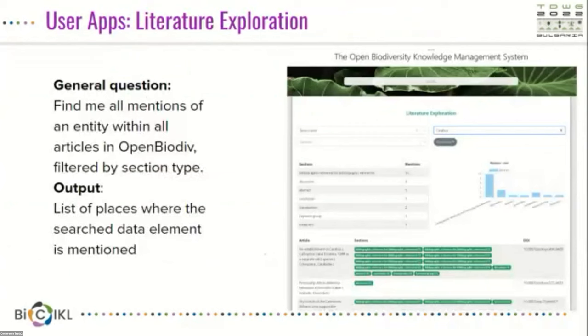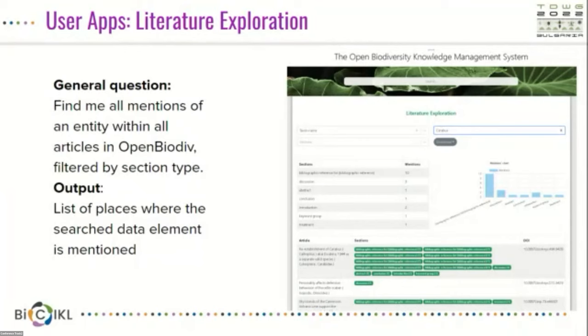Another user-specific application is the literature exploration. Its purpose is basically to find a data class which is mentioned somewhere in a specific section of the article. In this example here, you can see I searched for the taxon name Carabus, and you can see all the mentions of this Carabus in the different articles.